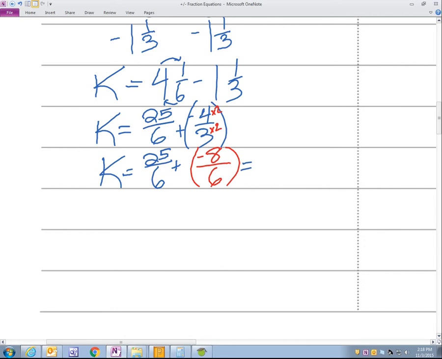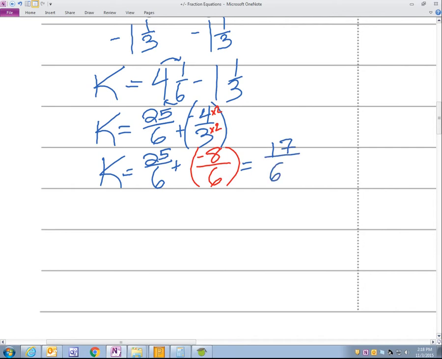Do we have to have the inverse for it? No, I just did that to remind you that I could have done it like that. When you start getting into negative integers, that's when it gets a little tricky. So now I have 25 minus 8, which is just going to be 17 sixths.